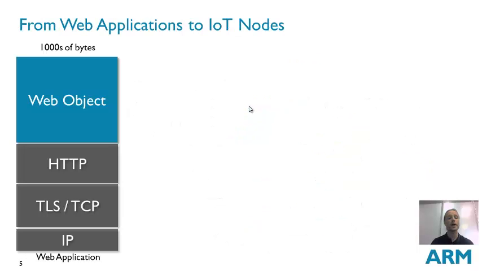So what does it look like when we go from the web to a very constrained network or device? Well, of course, if we look at a typical web stack, we're looking at IPv4, IPv6, a TCP TLS transport, HTTP, and typically pretty verbose web representation formats such as XML or JSON. This can be thousands of bytes.